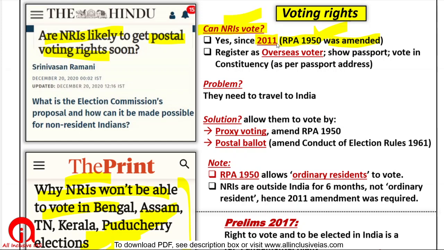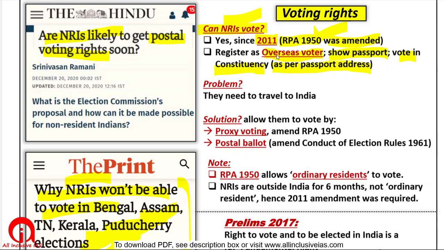NRIs have to register themselves as overseas voters. They have to show the passport and then they can vote in the constituency. Which constituency? That is mentioned in their passport address. See, in your passport there is some address mentioned, no? So according to that address, wherever your polling booth is, you have to register for that only. You have to show your passport and then you can vote.